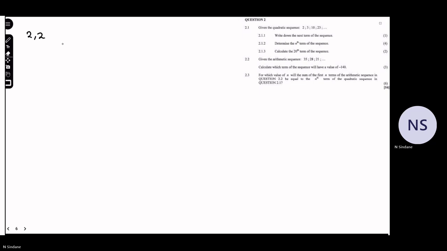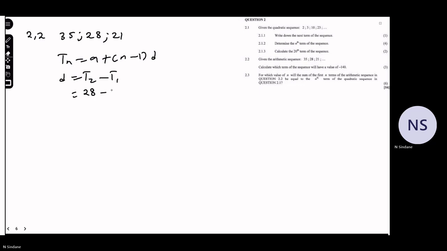Okay, the next question, which is 2.2, we're given an arithmetic sequence which is 35, 28, and 21. Calculate which term of the sequence will have the value minus 140. So the first thing that we need to get here is the general term. So Tn is equal to a plus (n minus 1) d, right? d is equal to T2 minus T1, where T2 is 28 minus 35. This gives me minus 7, right?